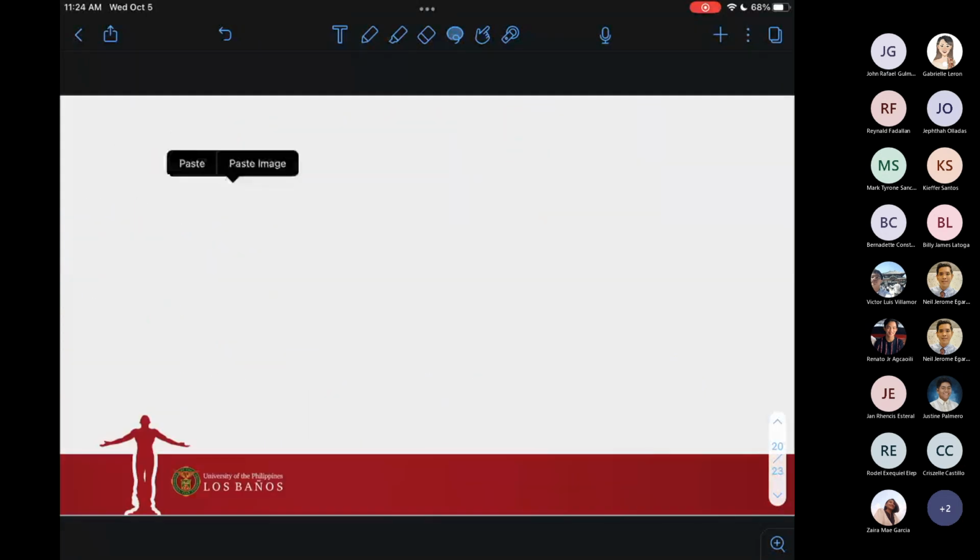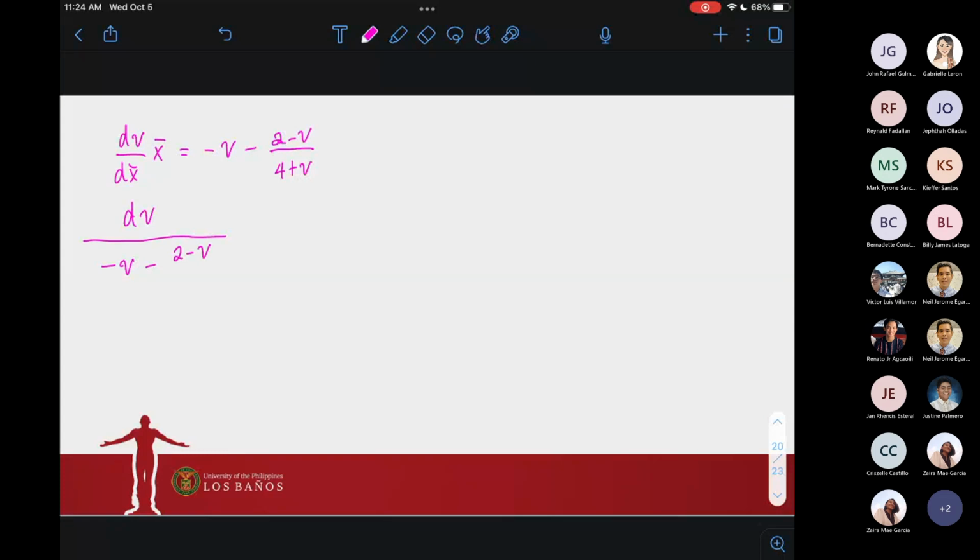Tapos, anong susunod? Oops. Ipoporma ko lang muna siya para bago tayo mag-dismiss. Copy ko lang to sa kabila. Okay. Tapos, how do I do this? So I'll have dv over negative v minus 2 minus v over 4 plus v equals dx bar over x bar. All right? So ito yung i-integrate natin pagdating natin sa Friday.